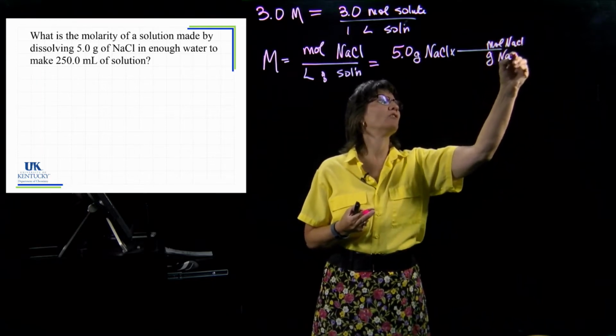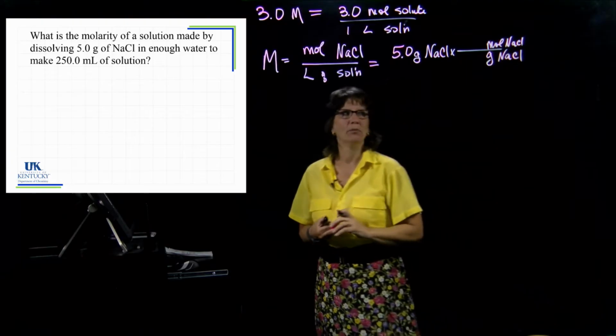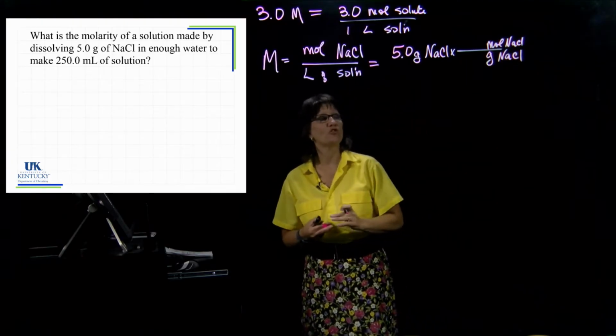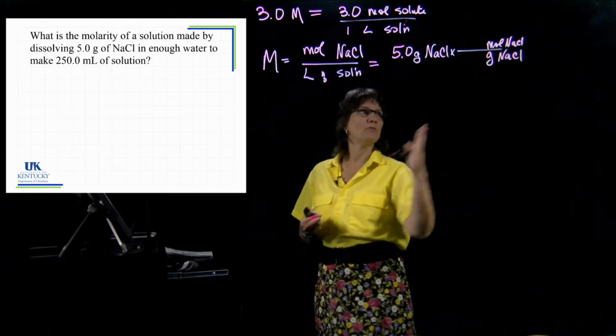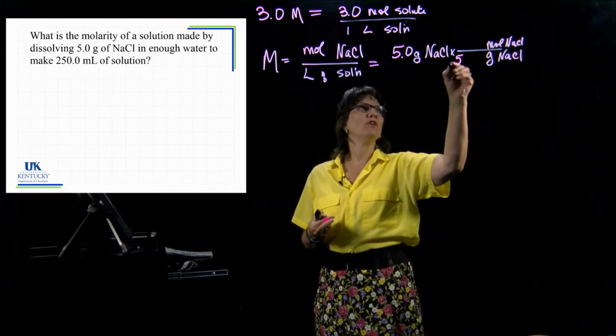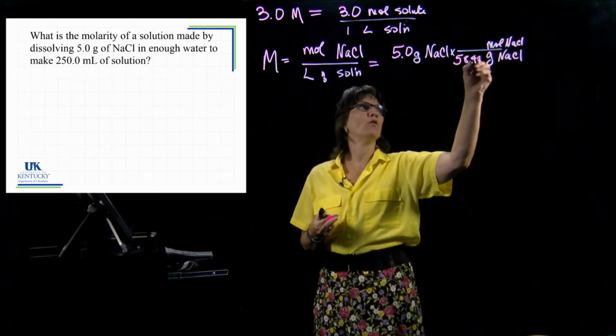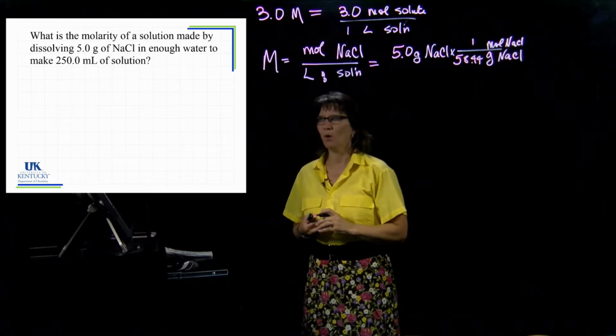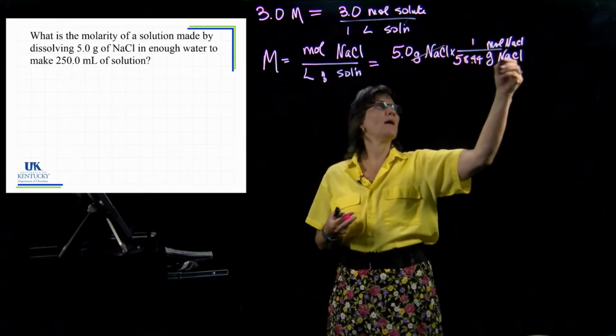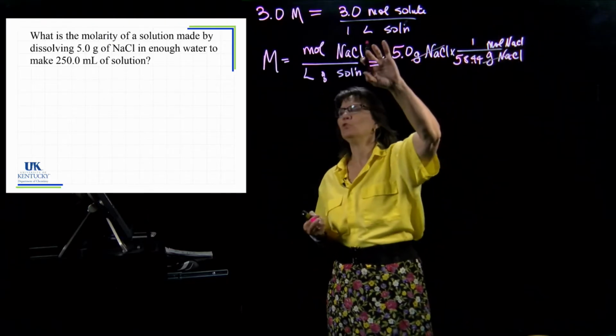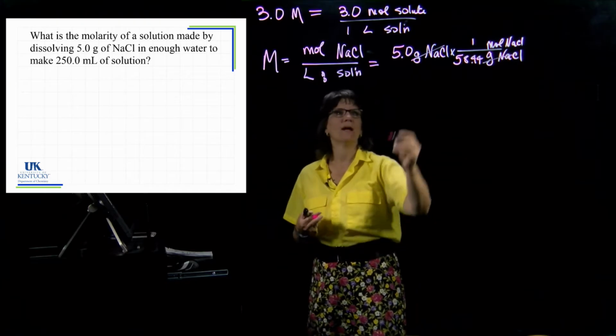Well, it's molar mass. So we go to the periodic table and we look the molar mass up for sodium, we look the molar mass up for chlorine, and we get 58.44 grams in a mole. And then the grams would cancel and I have the numerator that I needed there.